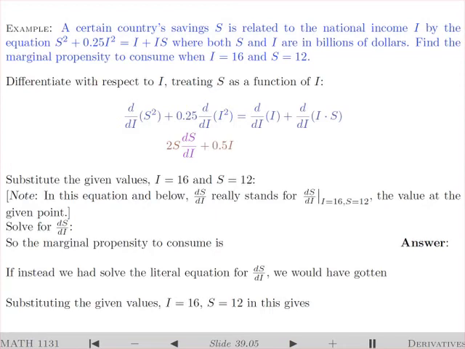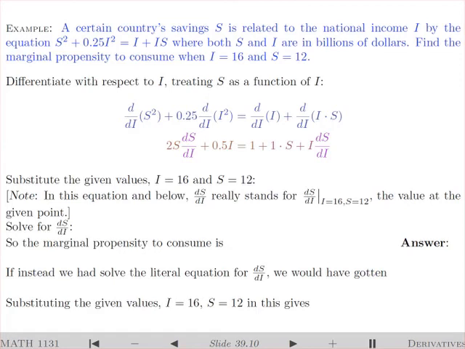On the right hand side, the first term is derivative of I with respect to itself, which is 1. The second term I have a product, so I have to use the product rule. The first factor is I, its derivative with respect to I is 1, times second factor S, plus I times derivative of the second factor. Derivative of the second factor is derivative of S, so we just use the placeholder ds over dI.